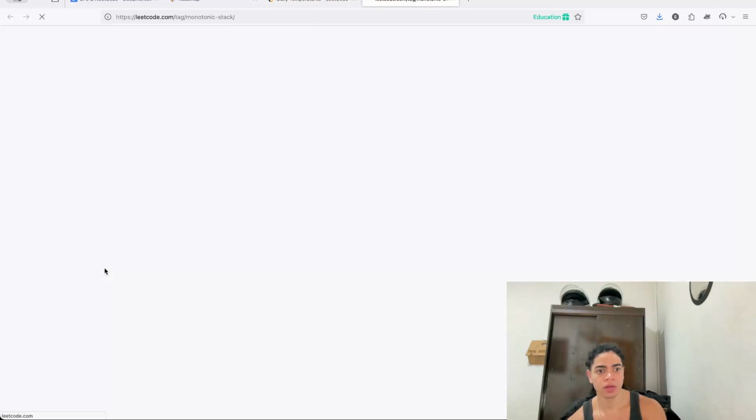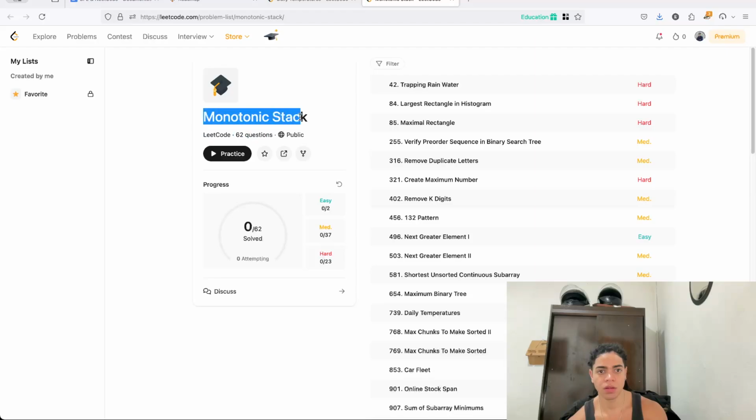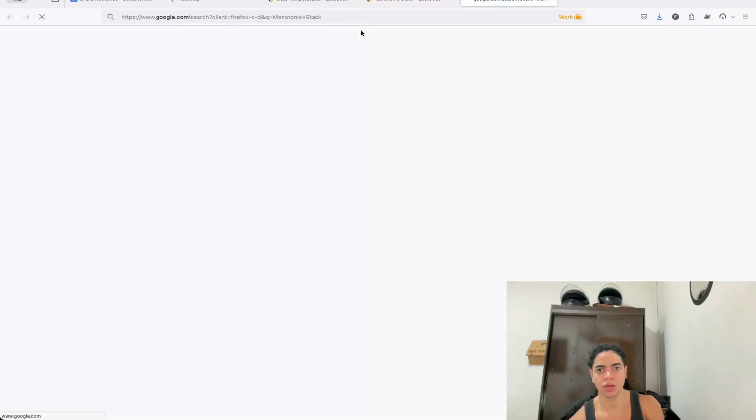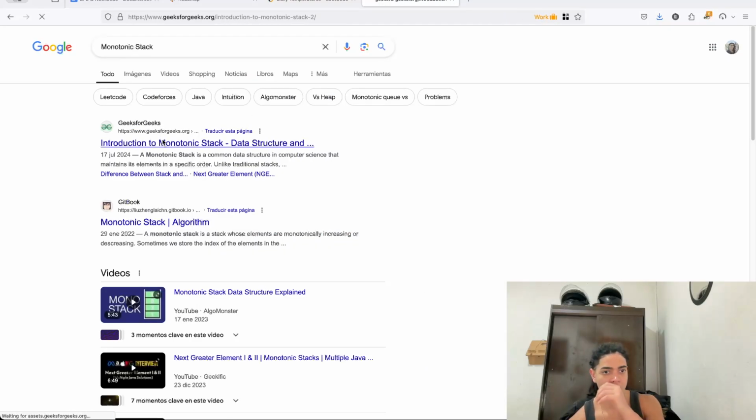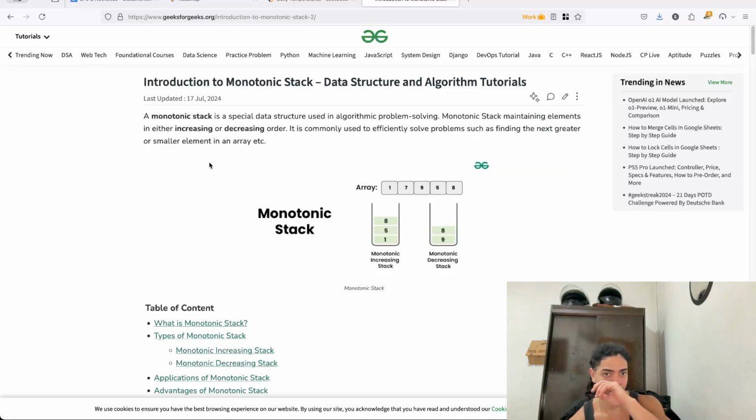Monotonic stack. A monotonic stack is a special data structure used in algorithm problem solving. A monotonic stack maintains its elements in either increasing or decreasing order. It is commonly used to efficiently solve problems such as finding the next greater or smaller element in an array.